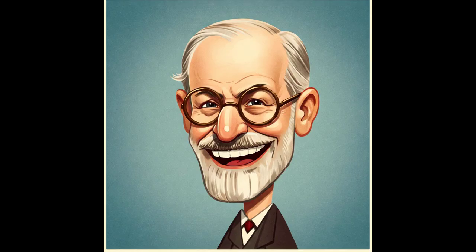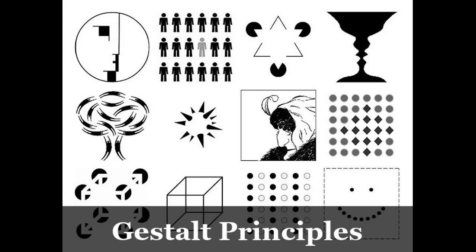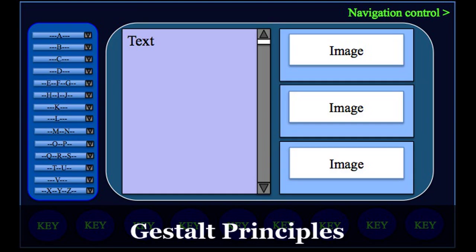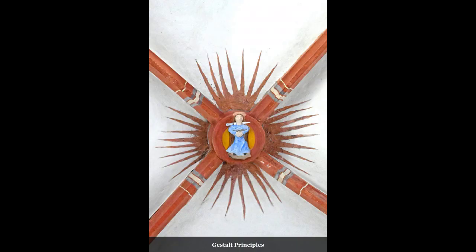So, what are Gestalt principles? In simple terms, Gestalt principles refer to the way our brains organize visual information into meaningful patterns and shapes. The term Gestalt comes from German, meaning form or shape, and it was first introduced by German psychologists in the early 20th century. These principles are essential in understanding how we perceive and process visual information, and they have far-reaching implications for fields like design, art, and even therapy.